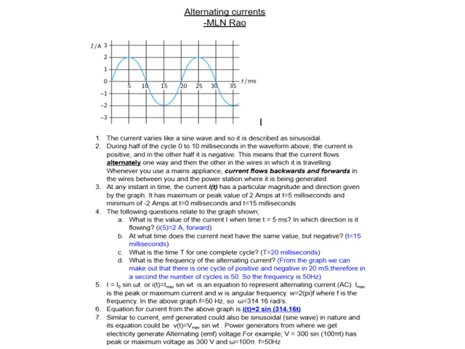So the following questions are related to the graph shown. If someone asks what's the value of current when the time t equals 5 milliseconds, and what's the direction? So I of 5 is 2 amperes, as you could see from the graph, and it's in the forward direction. At what time does the current next have the same value but negative? That is t equal to 15 milliseconds.